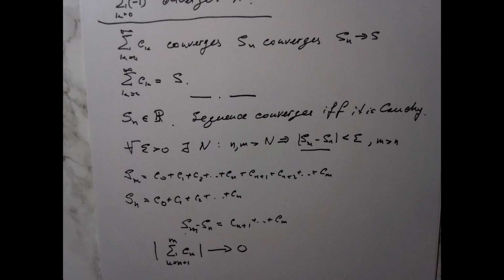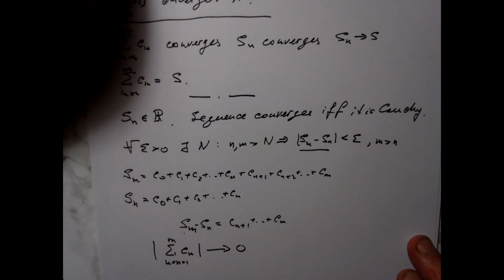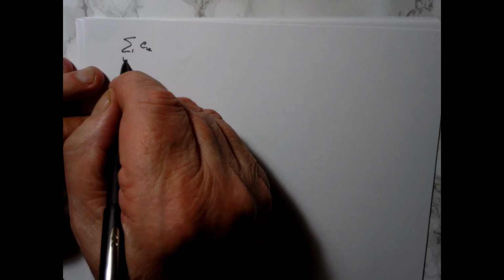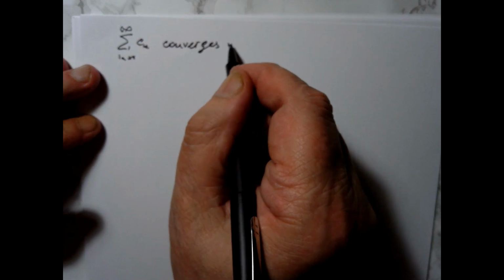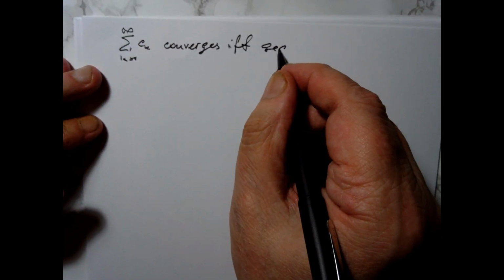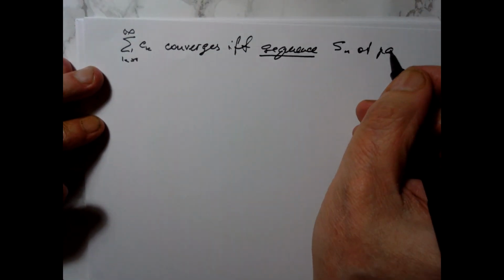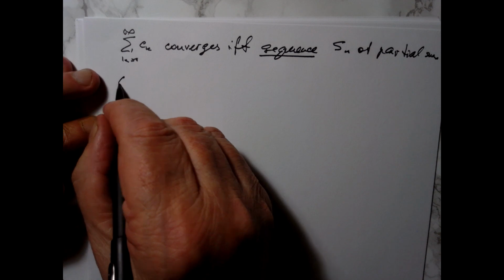I will return to this criterion in a minute, but let me just say a few general remarks about the convergence of series. The definition that I gave you before, and of course I'm going to repeat it, is that the series sum of Ck, k from 0 to infinity, converges if and only if the sequence, and again I emphasize the word sequence, Sn of partial sums converges.